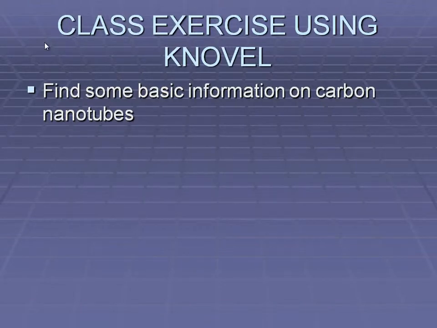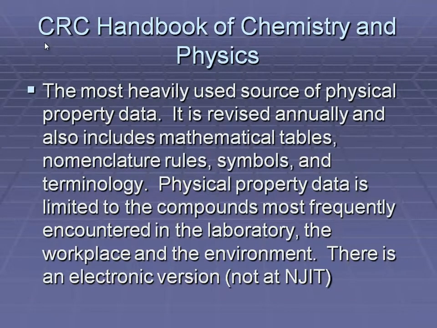Let's move along now. There's a CRC Handbook of Chemistry and Physics. I think I used that way back when I was in high school. But we have the print version at NJIT. Unfortunately, we don't have the electronic version. But as I mentioned before, there's a lot of redundancy, so you could probably also find the specific gravity of acetic acid in the CRC Handbook as well as in Novel.